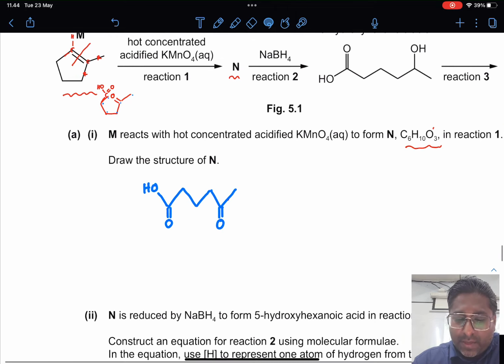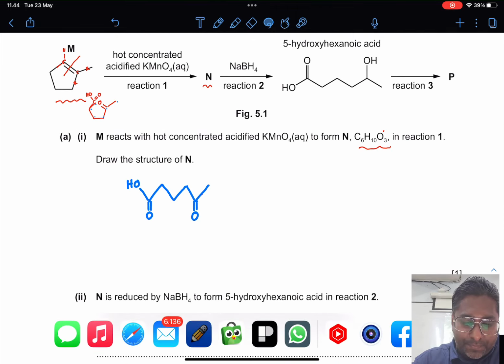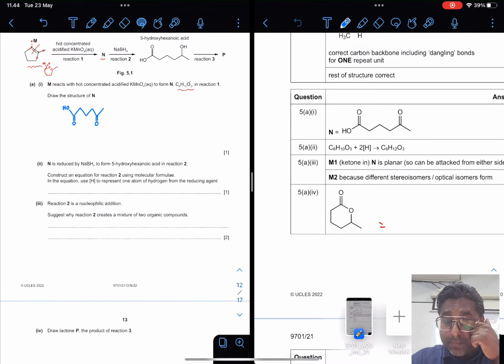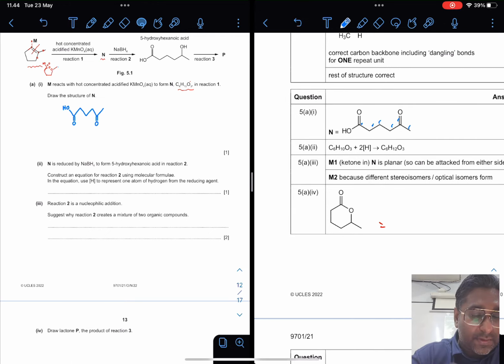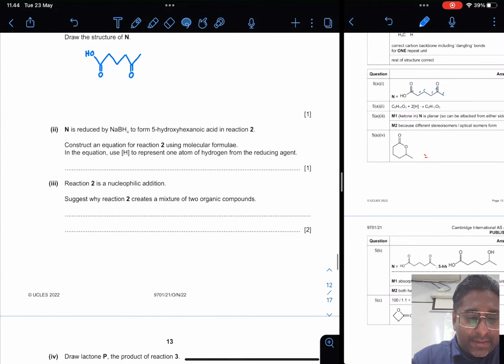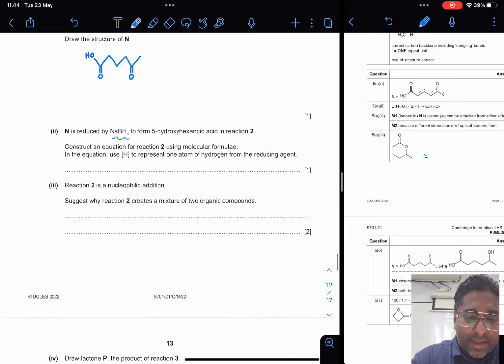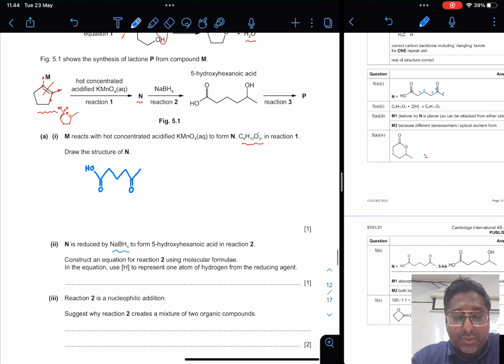This one we can always check with the marking key. We can see 1, 2, 3, 4, 5, 6, so you have 6 carbon. Here also we have 6 carbon, 1, 2, 3, 4, 5, 6. Everything is correct. Now, next is N is reduced by NaBH4. It's a mild reducing agent, to 5-hydroxyhexanoic acid in reaction number 2.